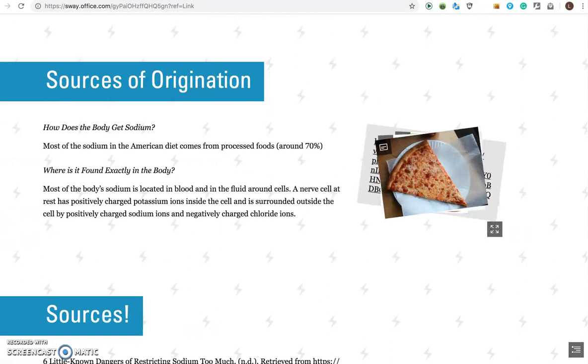Sources of origination. How does the body get sodium? Well, most of the sodium, around 70%, in the American diet comes from processed foods, and it is found in the body in blood and fluid around cells. A nerve cell at rest has positively charged potassium ions inside the cell and is surrounded outside the cell by positively charged sodium ions and negatively charged chloride ions.